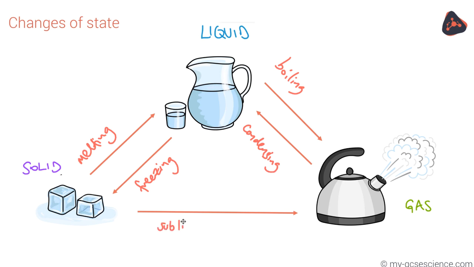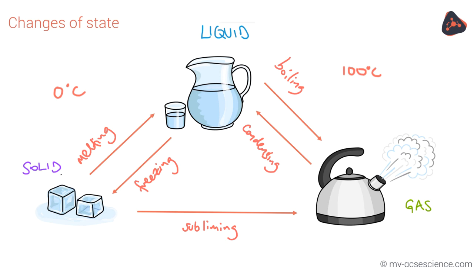Solid straight into gas is subliming. You can get reverse sublimation, but it's really unlikely that you'd need to know about that. One thing to note here is that we've given examples of water, ice into water and water into steam, with the melting point at 0 and the boiling point at 100. But remember, each substance has its own melting and boiling point.